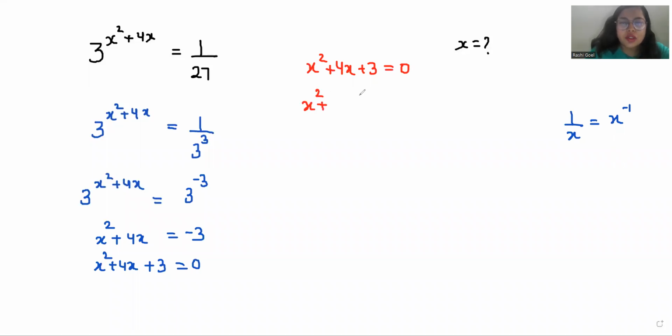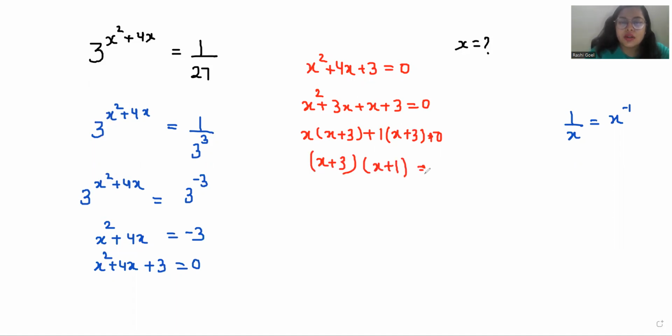X square plus 4x, we can write it as 3x plus x plus 3 is equal to 0. If I take x as common from the first two terms, and if I take 1 as common from the last two terms, so x plus 3 is common again. So what is left? X plus 1. So x is equal to negative 3 and x is equal to negative 1. So these are the two values of x.